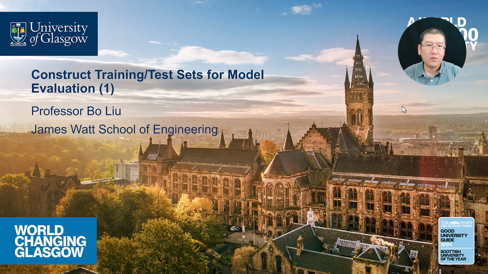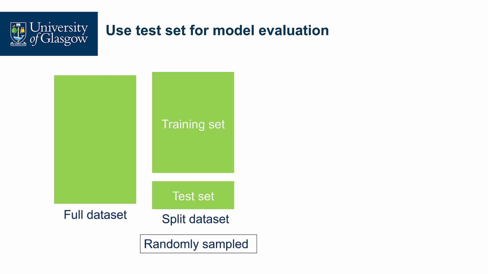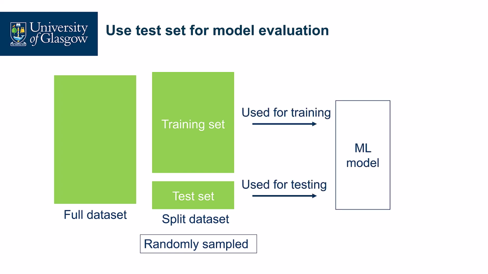In this session, we will talk about constructing the training and test set and its implementation. As we discussed in the previous session, in supervised learning we often divide the full data set into a training set and a test set by random sampling. The training set is for training the machine learning model, and the test set is used to evaluate the performance of the machine learning model, right? This is what we have taught before.